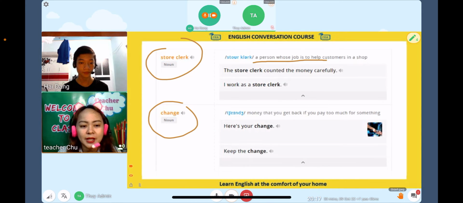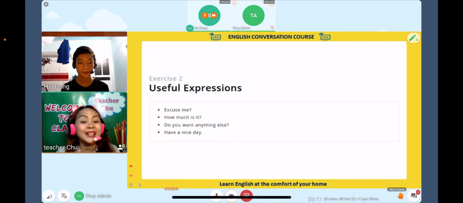How about change? Change is money that you get back if you pay too much for something. Yes, okay. Now let's go to our proper lesson.